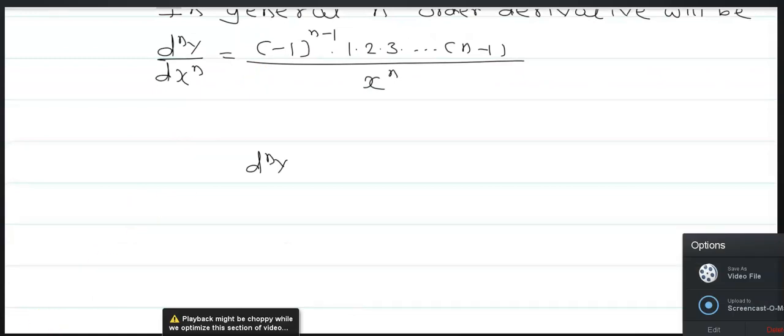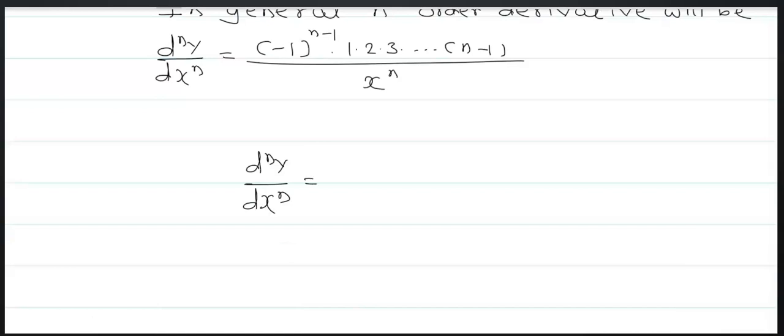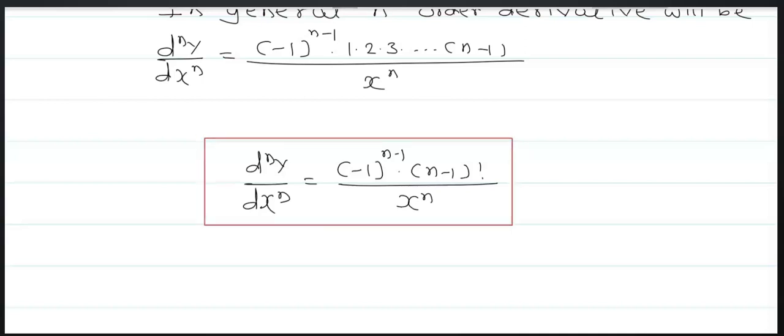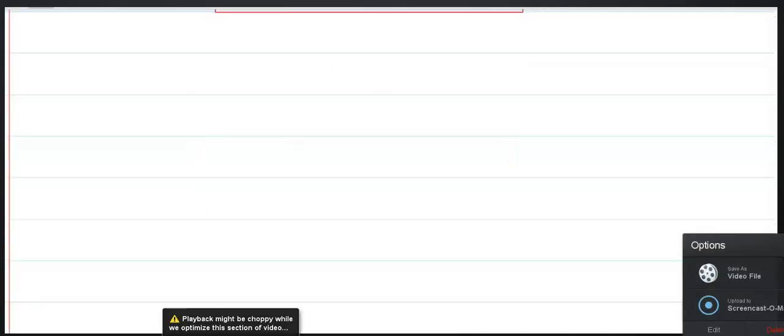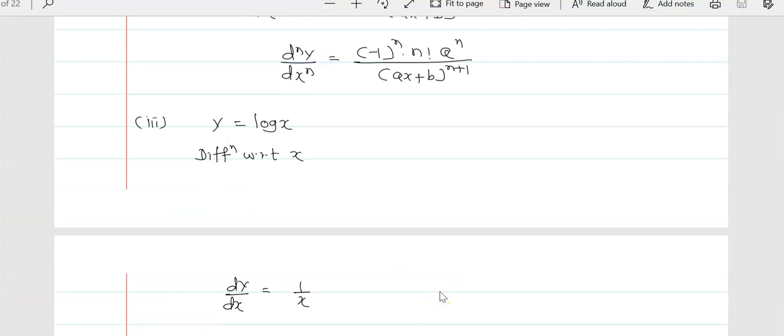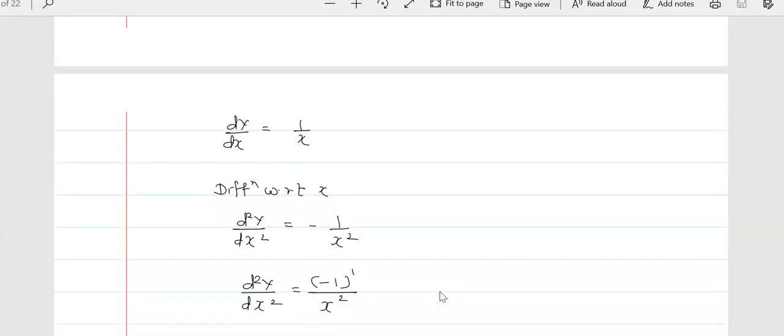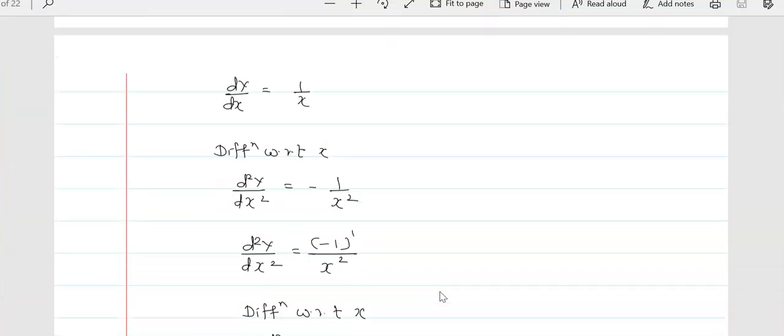minus 1 raised to n minus 1 into n minus 1 factorial upon x raised to n. Do this again. y is equals to log of x, its derivative is 1 upon x. How it is generalized, that is very important.